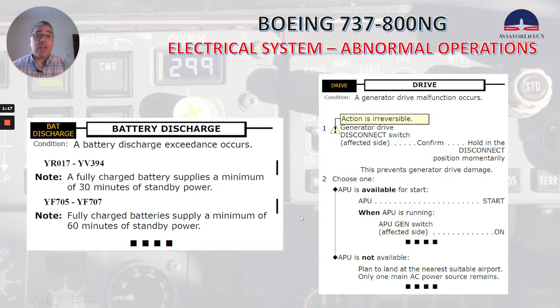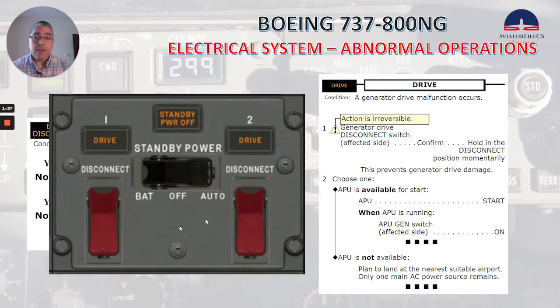Now let's talk about the drive non-normal checklist. Condition: a generator drive malfunction, of course. Action is irreversible. Generator drive disconnect switch, affected side, confirmed. Hold in the disconnect position momentarily. This prevents generator drive damage. And here we have it in the panel. Here we have the lights, and here's the disconnect switch.